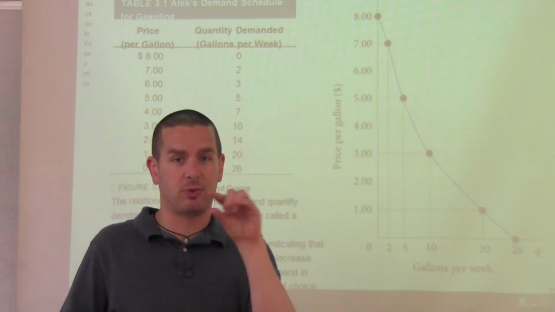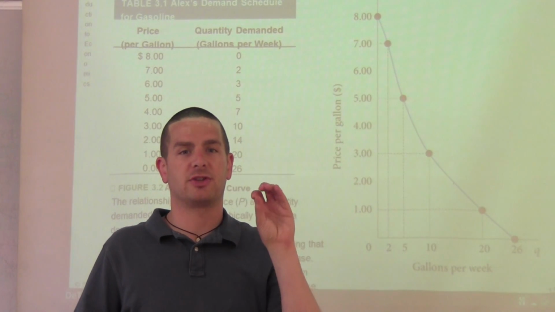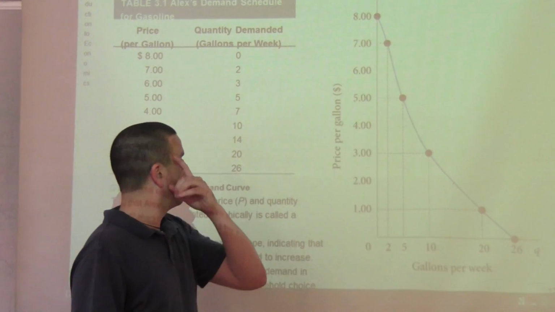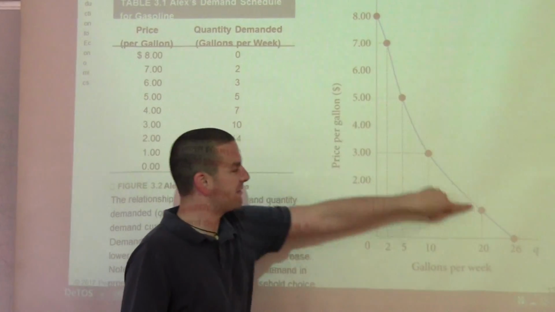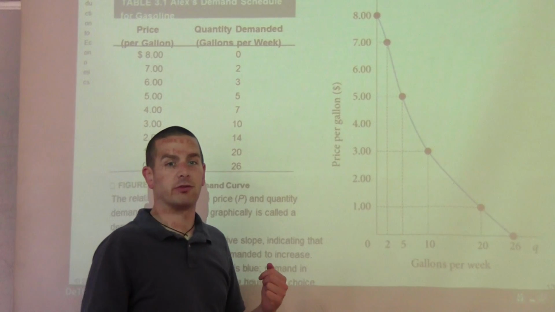So at a specific price, you're willing to buy a certain quantity demanded. If you took all of these points and graphed them, you get a downward sloping demand curve.